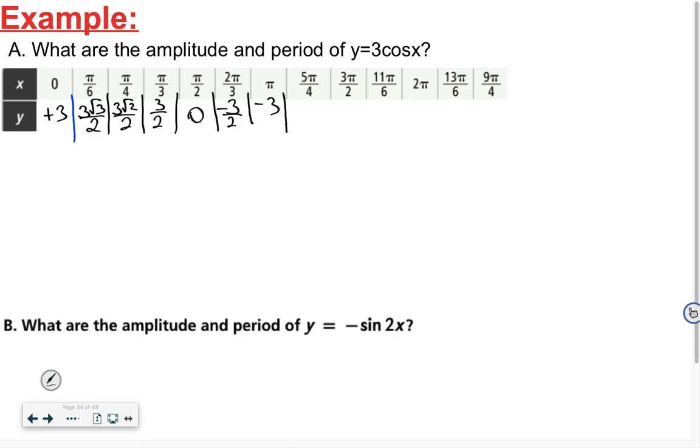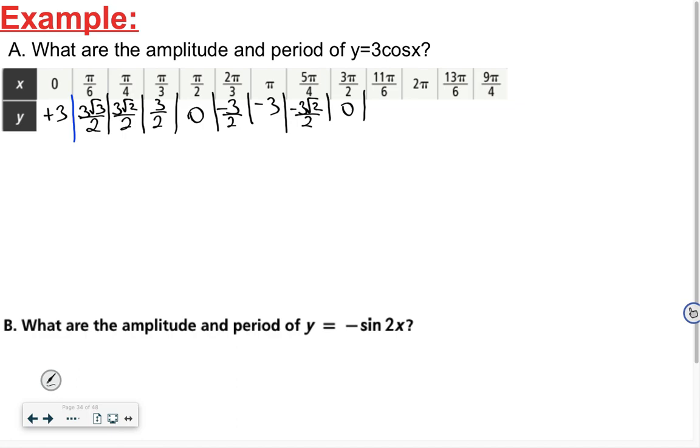5 pi over 4 is going to be 45 times 5, which is 225, in the third quadrant. In the third quadrant, cosine is negative as well. So the answer is negative 3 radical 2 over 2. 3 pi over 2 is going to be 0. 11 pi over 6, I believe, is the fourth quadrant. 30 times 11 is equal to 330. Yes, this is the fourth quadrant.